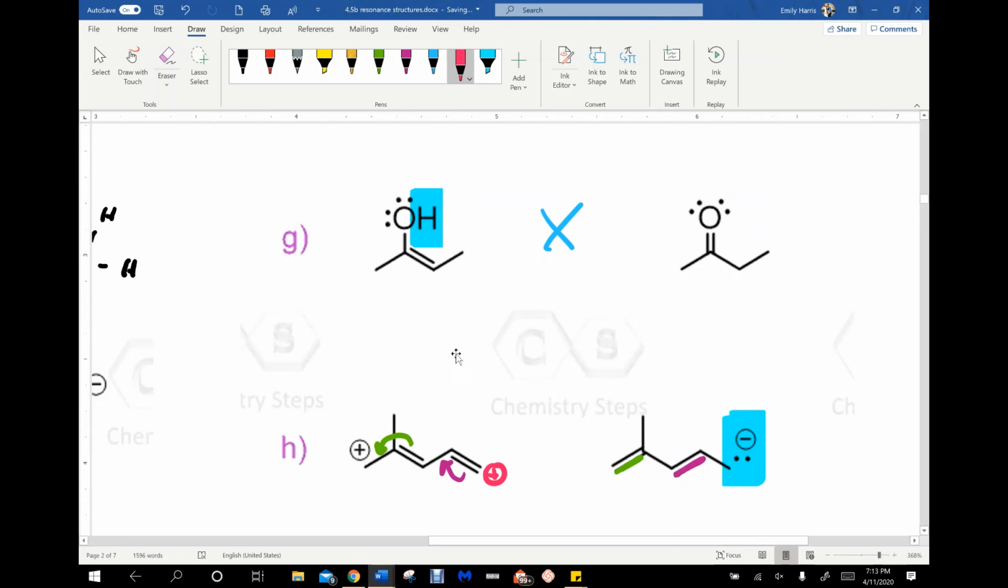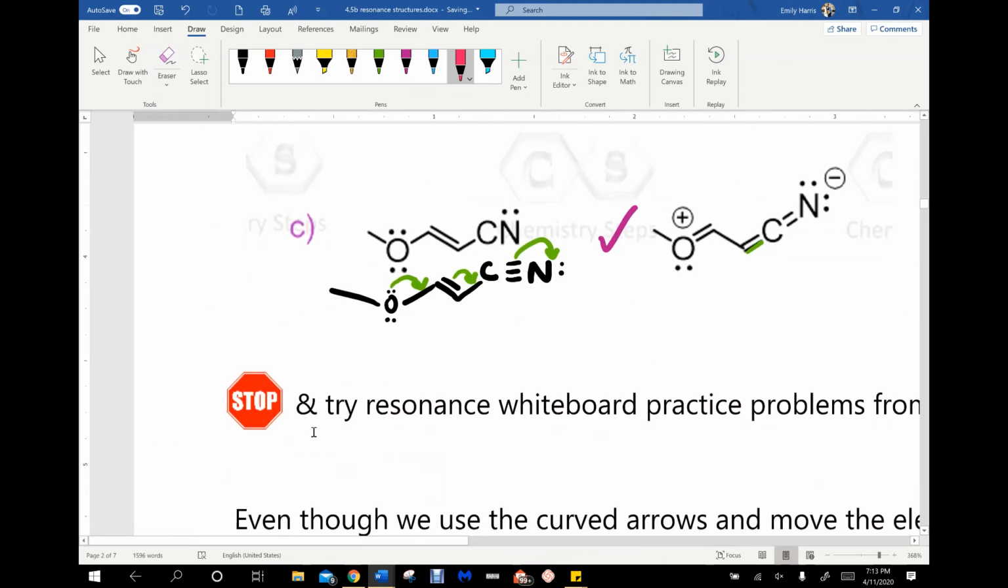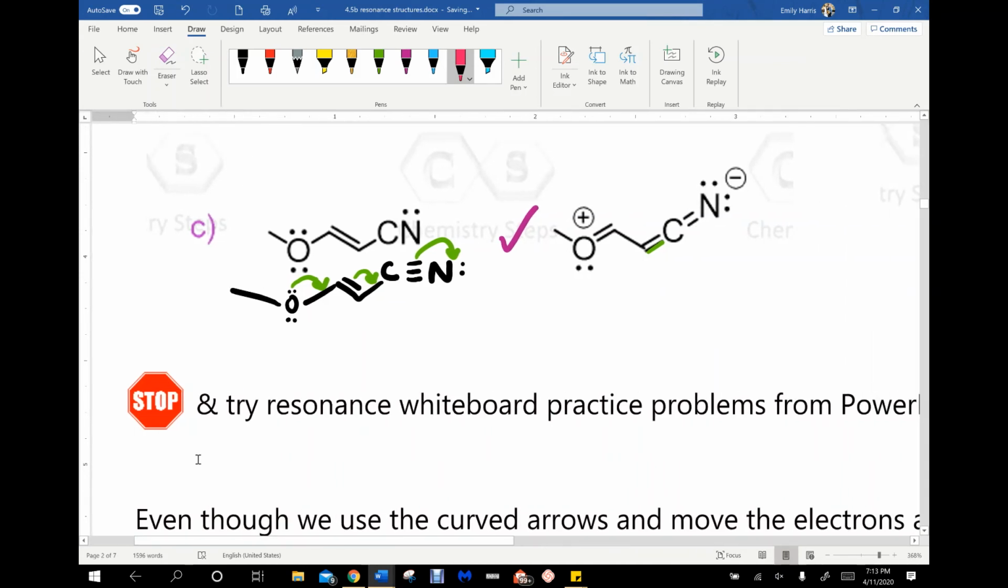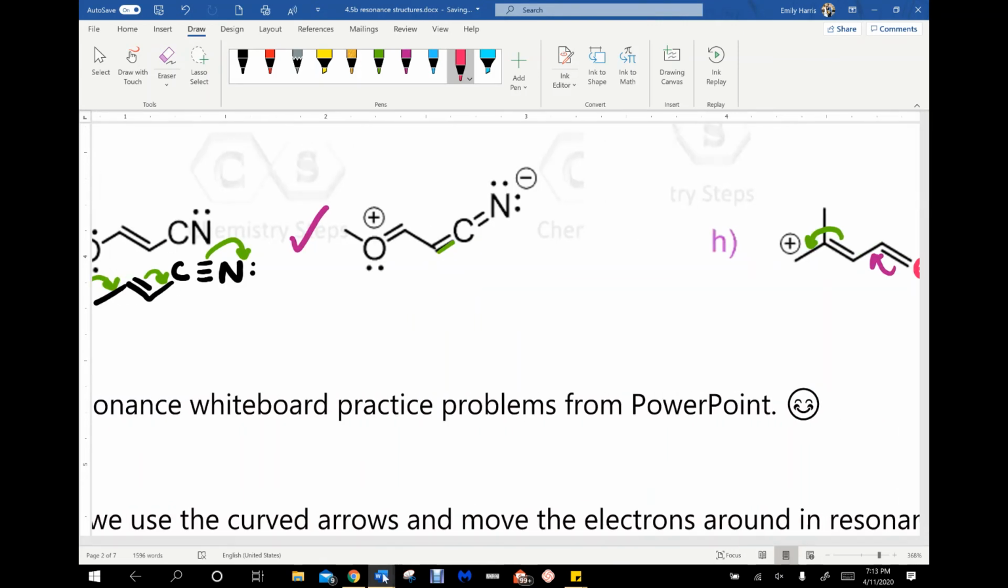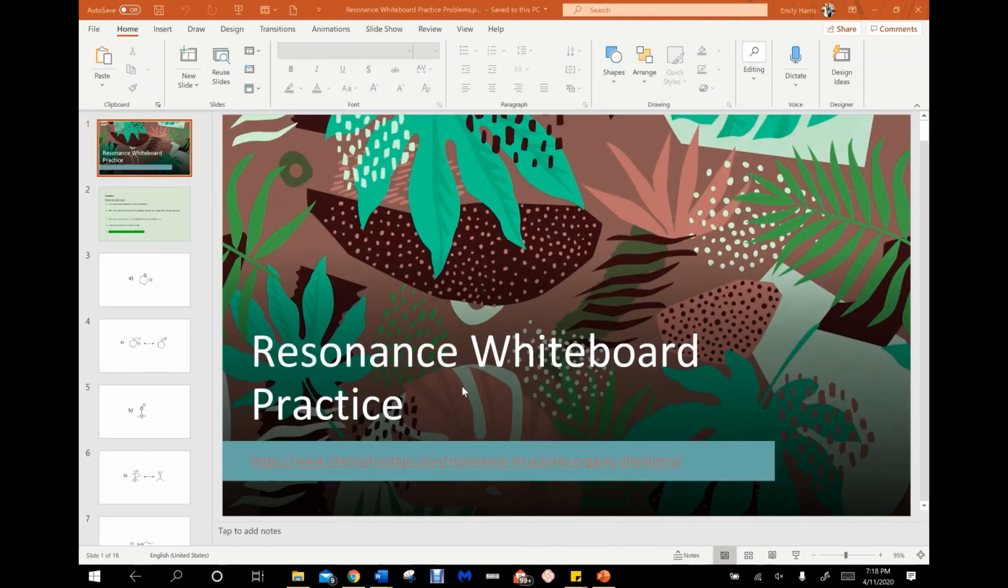All right. So now we're going to stop on this part of the notes, and we're going to pause the video, and your practice assignment will be to try the resonance whiteboard problems from the PowerPoint. So when you go to your Google Classroom page, it will have a link to resonance whiteboard practice problems, and it'll take you to a PowerPoint, or in your case, a Google Slides presentation.